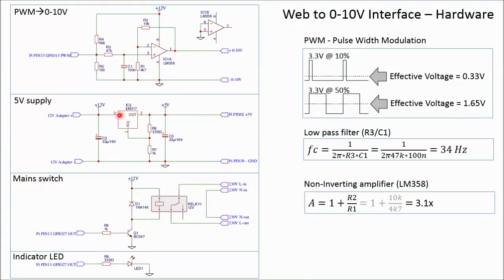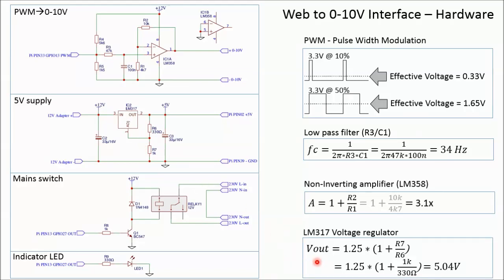Now let's have a look at the 5V power supply. The Raspberry Pi needs 5 volt. The 0 to 10 volt interface needs 12 volt. The 12 volt comes directly from a 12 volt adapter. The 5 volt is made with an LM317 voltage regulator. You can set the output voltage with R6 and R7 using the following formula. In this case, 1K and 330 ohm makes 5.04 volts.